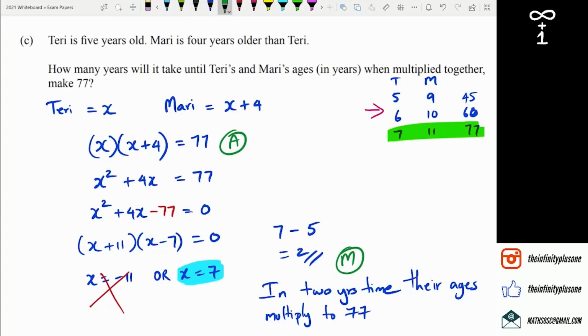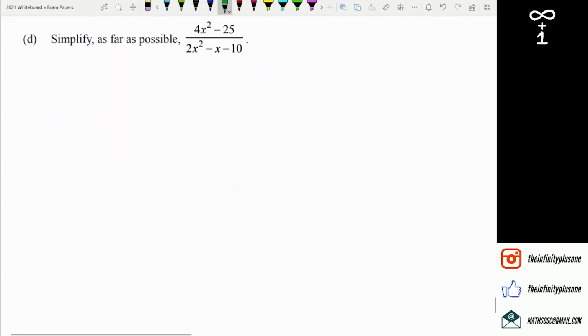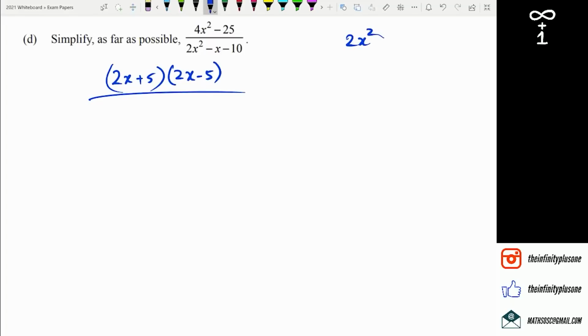Okay, so let's go to question D. All right, so question D here, guys. Anytime I see these questions, I always say factorize, factorize, factorize. All right, that's all it is. So the top line there, what we've got is a difference of 2 squares. You can see that you've got 4x squared and 25. Write that as 2x plus 5, 2x minus 5, and then divided by, now you've got to factorize this part here, which is 2x squared minus x.